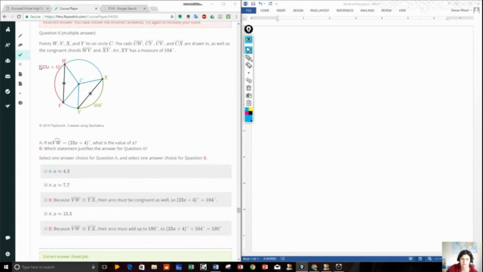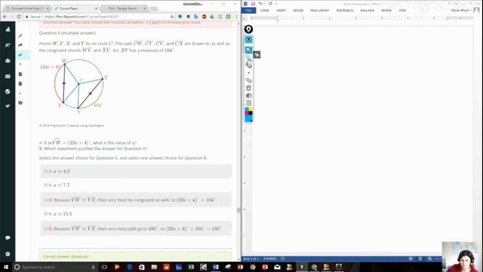Alright, question 6. Points W, V, X, and Y lie on the circle C. Radii CW, CY, CV, and CX are drawn in, as well as the congruent chords WV and XY. Arc XY has a measure of 104 degrees. If the measure of VW is equal to 23x plus 4, what is the value of x?